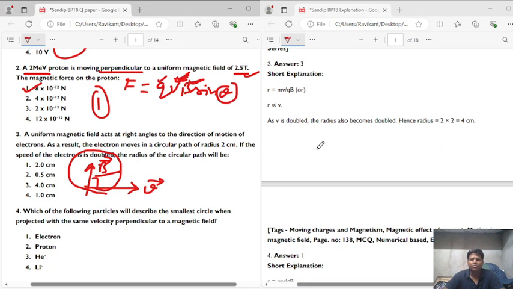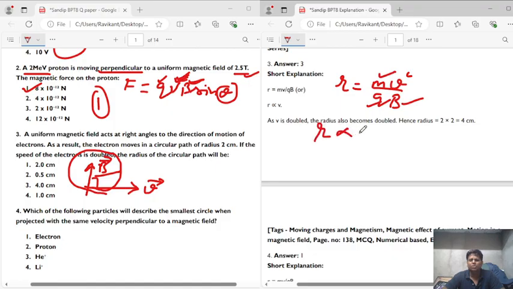So the radius of the circular path is given by the formula R is equal to mv by qB, where m is the mass of the particle, v is the velocity of the particle, q is the charge on the particle, and B is the magnetic field. So from here, we can say that R is directly proportional to V.